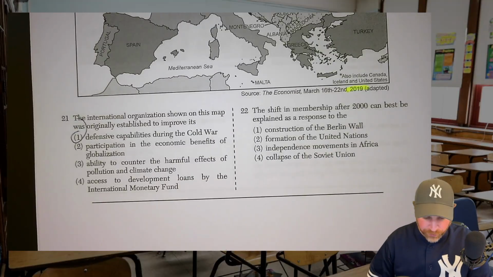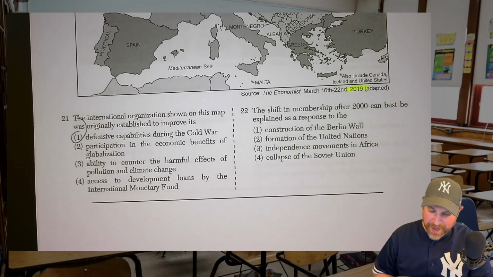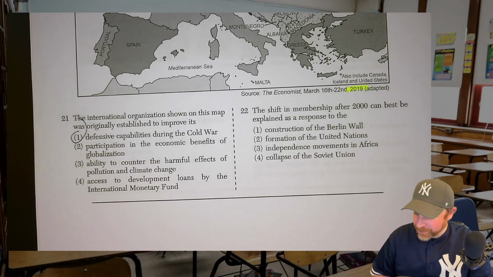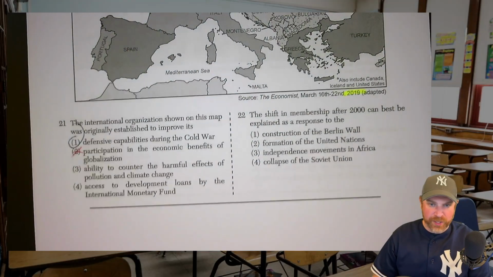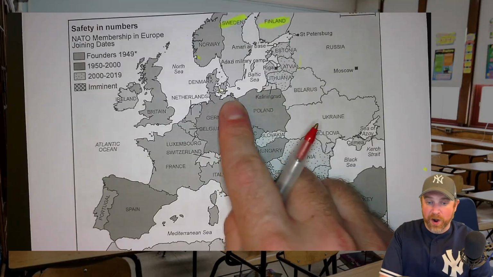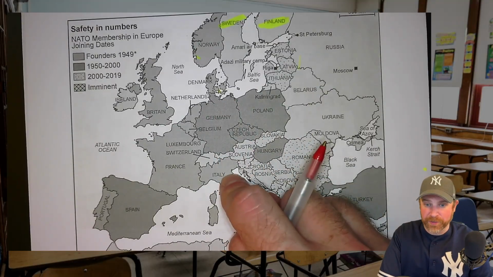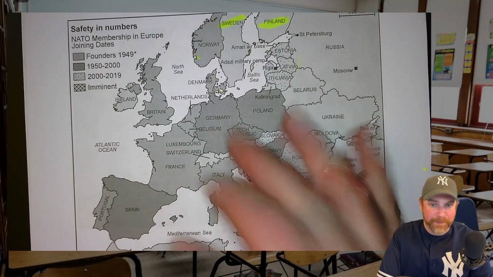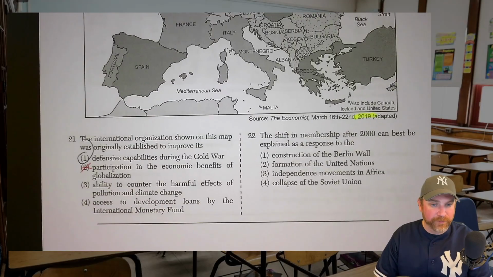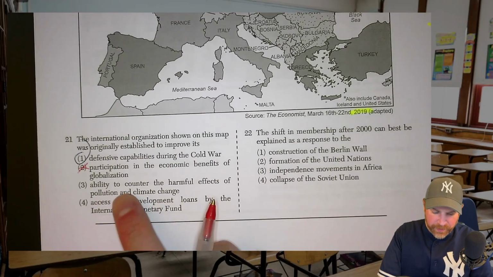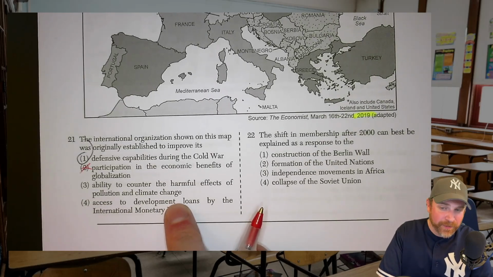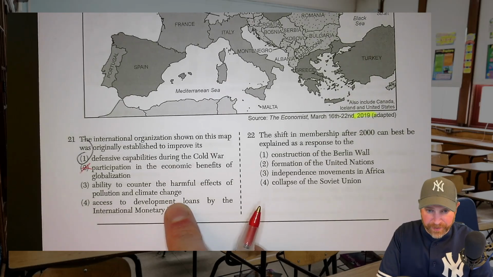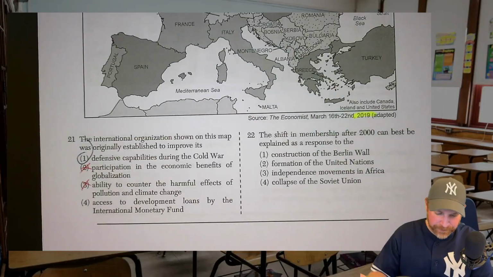But let's look at the other answer choices. Participation in the economic benefits of globalization. That's more the European Union stuff, right? Economic union. Some of these countries are joined together in the European Union, but that's about economics, not about military defense. So you cross off choice 2. Ability to counter the harmful effects of pollution and climate change. Again, sometimes countries work together to stop pollution, but that's not what NATO is all about.